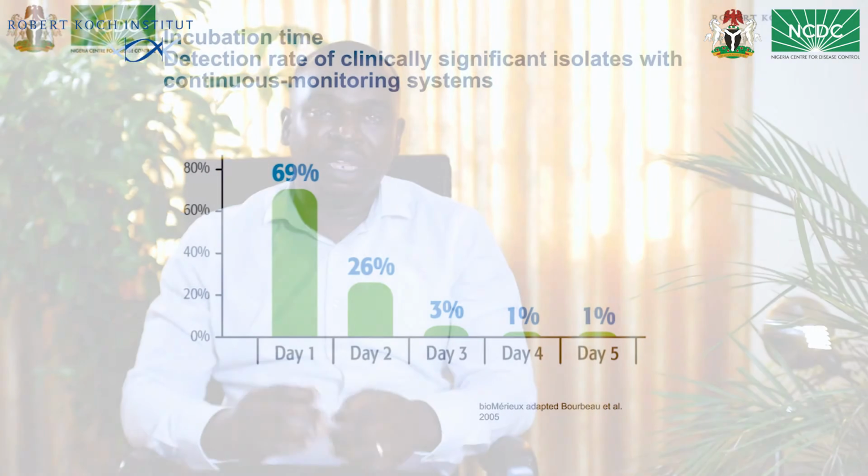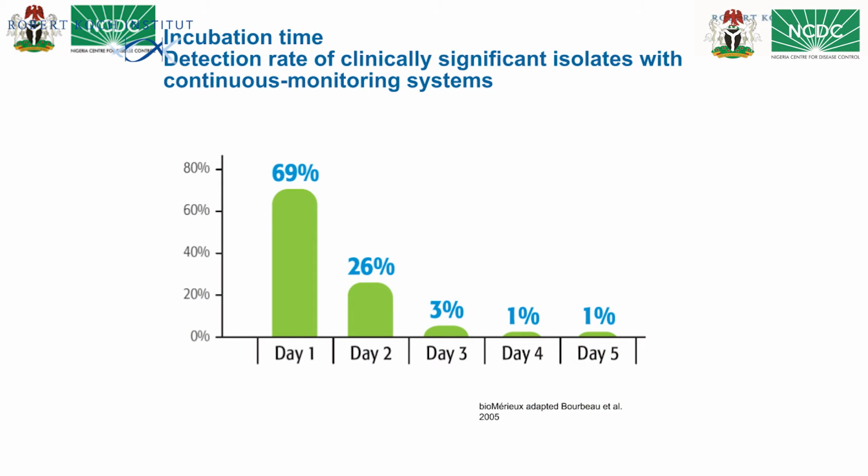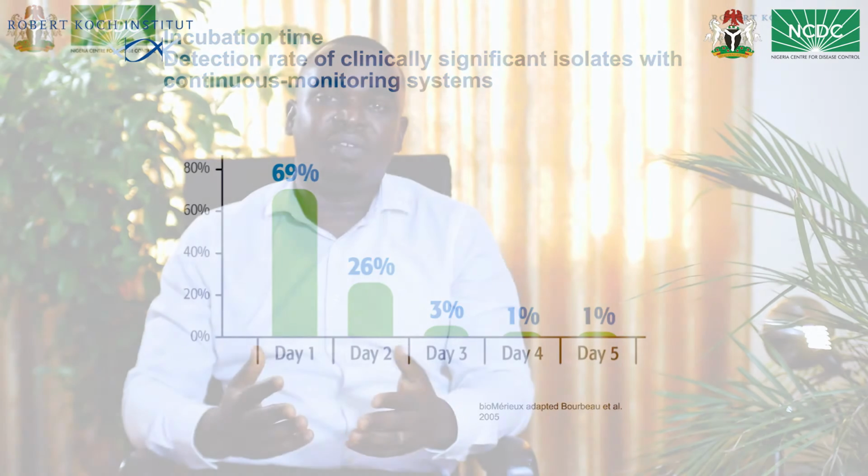Studies have shown that by day 1, 69% of positive blood culture bottles can be identified and processed, and by day 2, 26%, day 3, 3%, day 4 and day 5, 1% each. Of course, in the context of Nigeria, most laboratories might not have access to a constant power supply running for 24 hours.